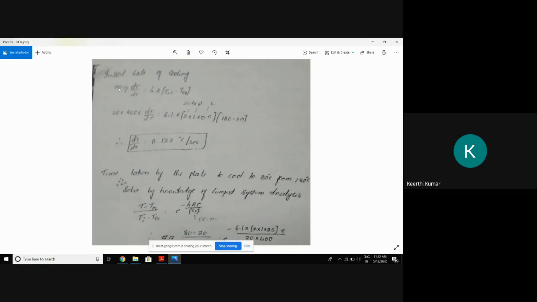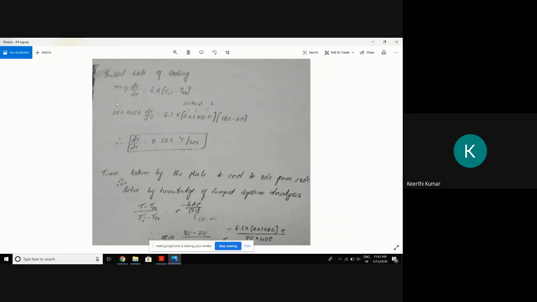Mass of the plate, specific heat of the plate, change in temperature of the plate with respect to time. That is equal to convection, hA (Tw minus T infinity). How did I get this equation? This is also called Q, and this is also called Q. I just equated these two. This is with respect to the basic concept, and this is with respect to the convection concept. I'm just equating these two.